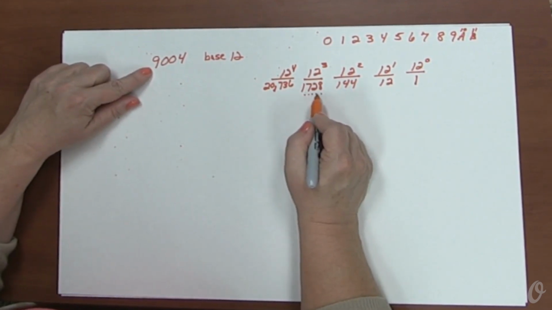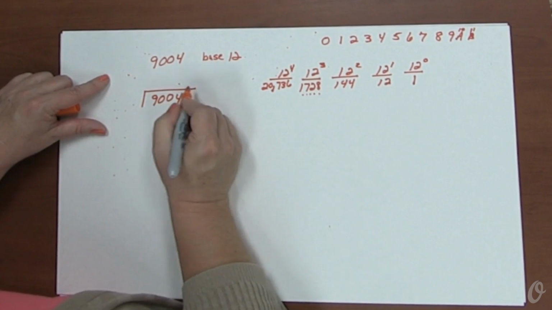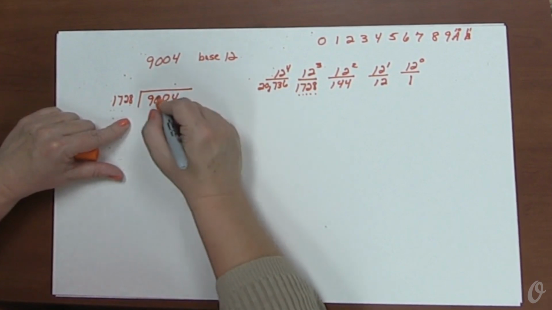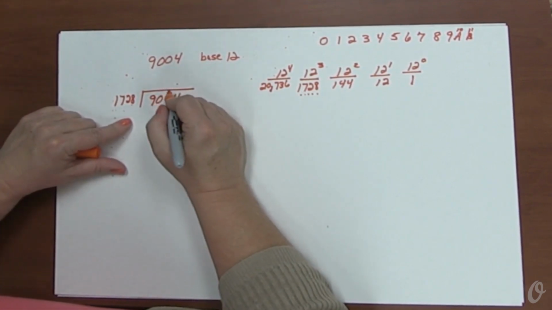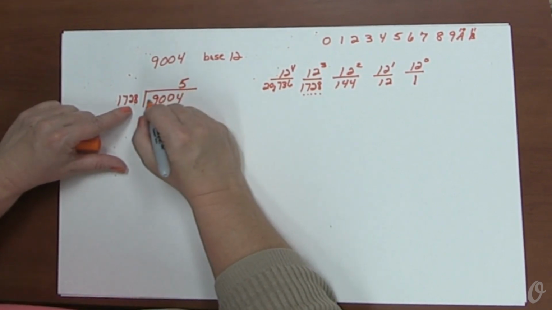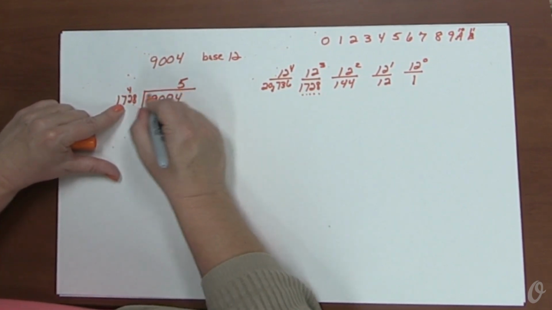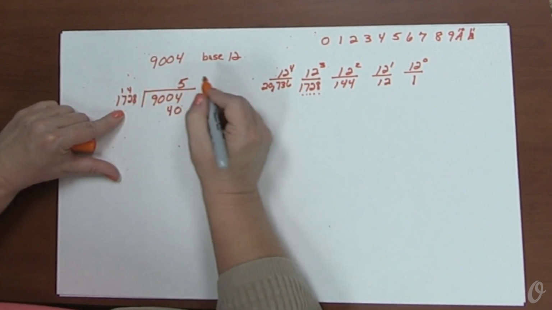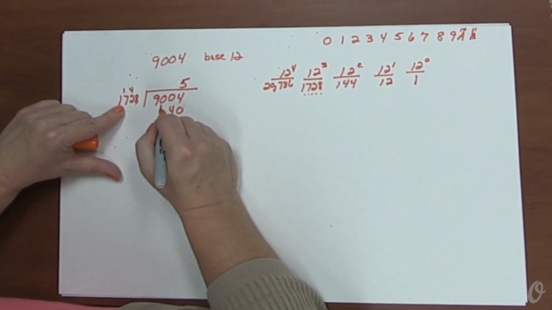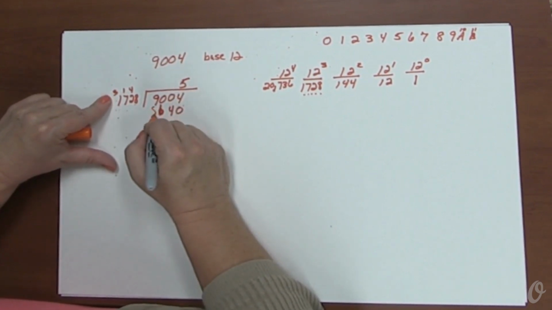So looking at my number, 9004, I'm going to start with the largest group of 12 that I can, which is 1,728. So 9004 divided by 1,728. 1,728 is going to go into 9,004 5 times. So 5 times 8 is 40, carry the 4. 5 times 2 is 10, plus 4 is 14, carry the 1. 5 times 7 is 35, plus 1 is 36, carry the 3. 5 times 1 is 5, plus 3 is 8.